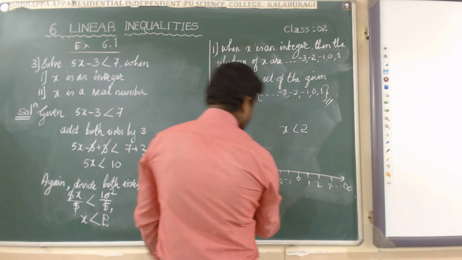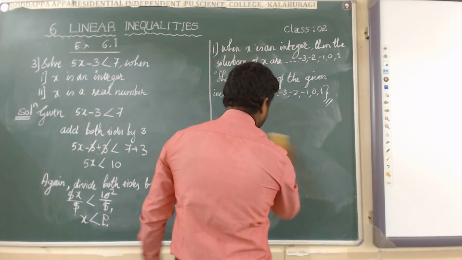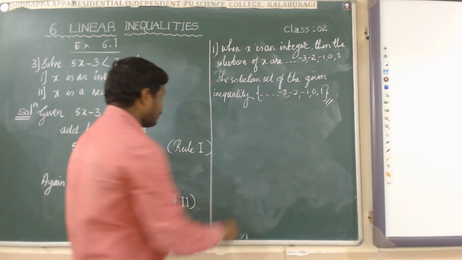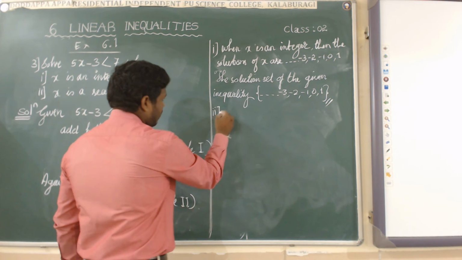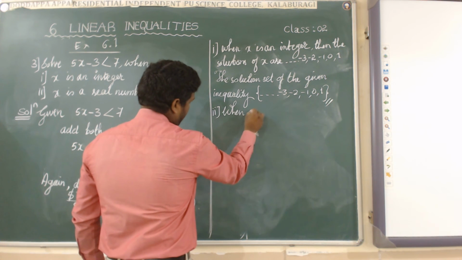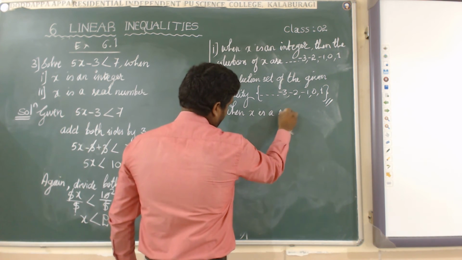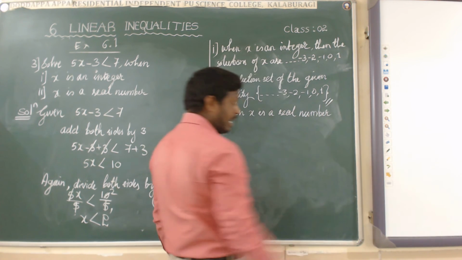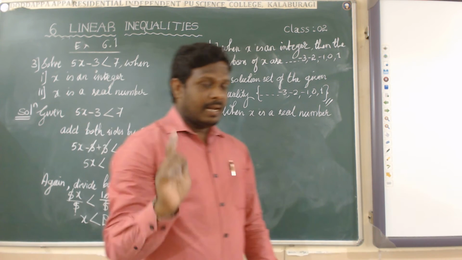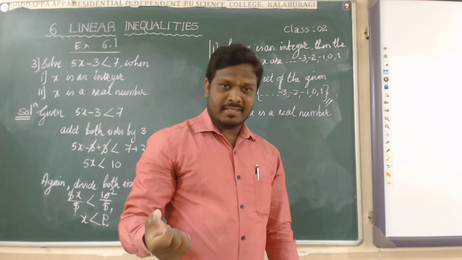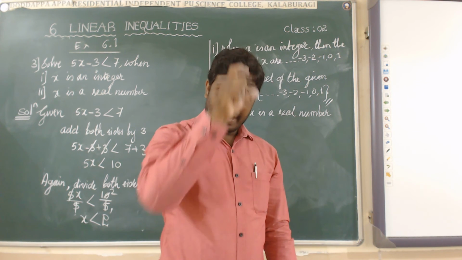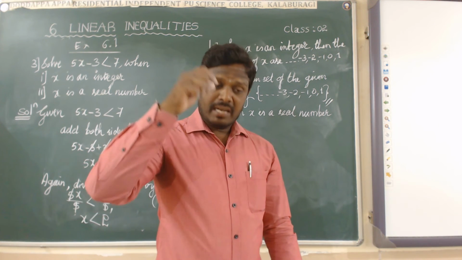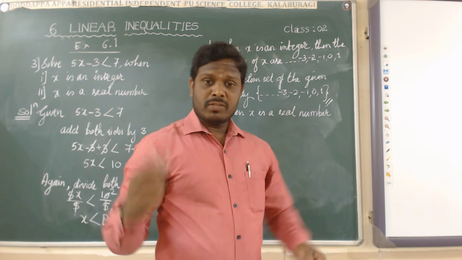Okay, by taking this one statement only, we have to write the solutions of x when x is a real number. For the second question, when x is a real number, in real numbers we can see all types of numbers. Decimal numbers also will come, fraction numbers will come, all negative numbers, positive numbers, integers, natural numbers, whole numbers, all numbers will be coming.